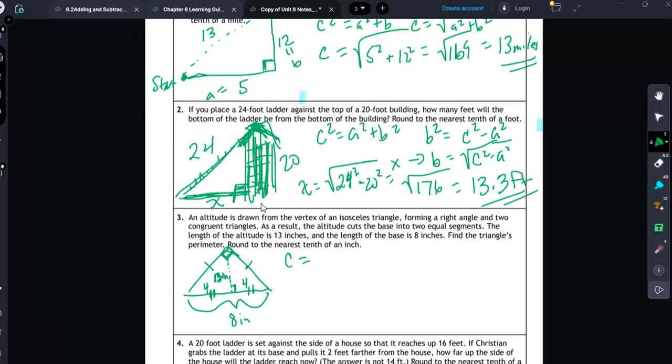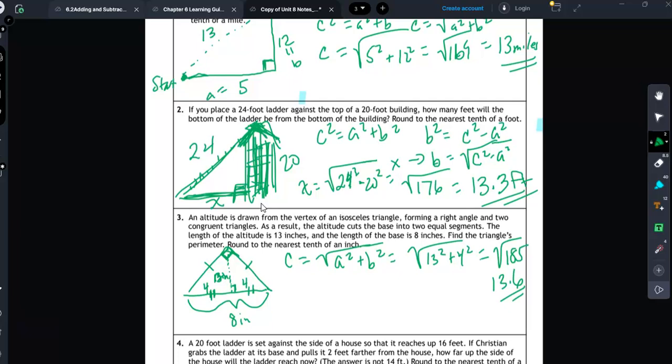So we're going to use c equals the square root of a squared plus b squared. Our a and b are 13 and 4, right? 13 squared plus 4 squared. So that's 185. The square root of 185 is equal to, if we round it to the tenth, I have 13.60, so 13.6.